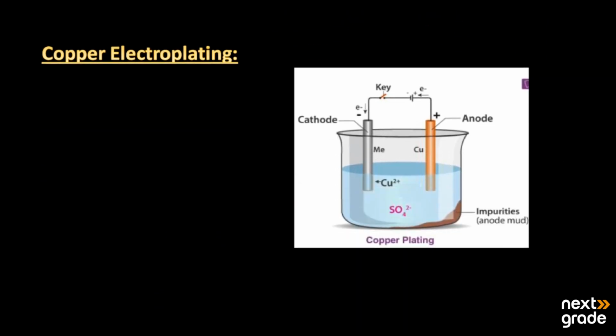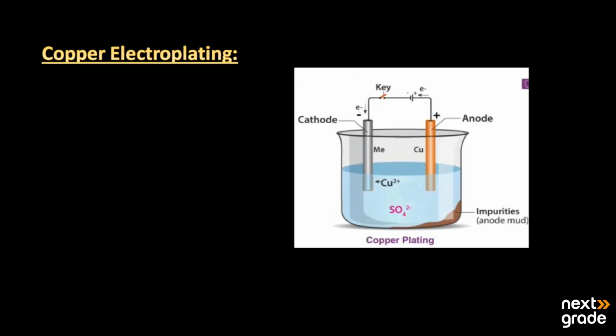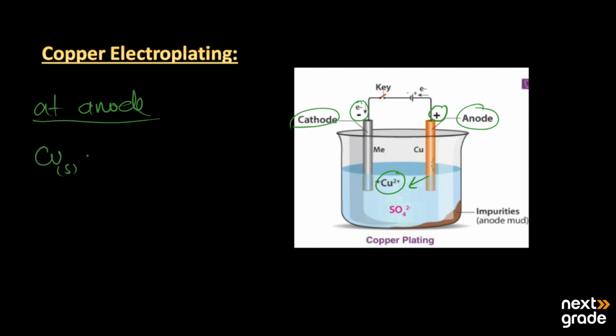After this we have copper electroplating. This electroplating is also used to prevent corrosion and for visual appeal. In this process we have the cathode and the anode. The anode has a positive charge and the cathode has a negative charge. The copper on the electrode comes into the solution in the form of Cu 2+ by losing electrons. So at the anode, the copper present as a solid comes into the solution by losing 2 electrons: Cu becomes Cu 2+ plus 2 electrons.